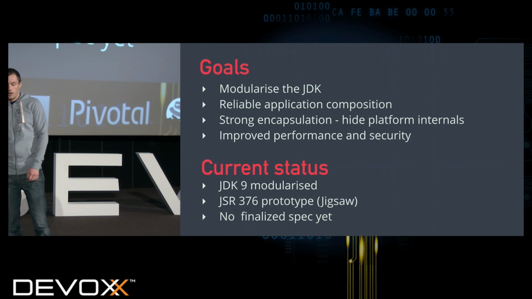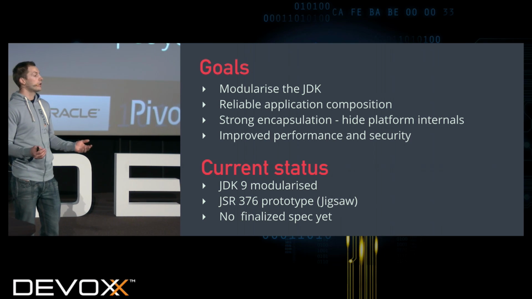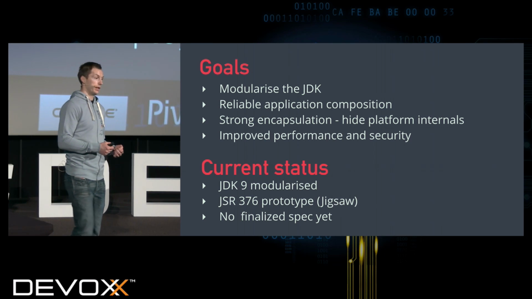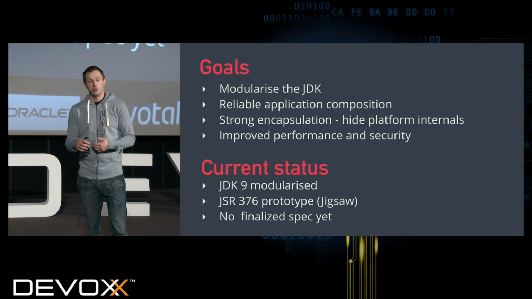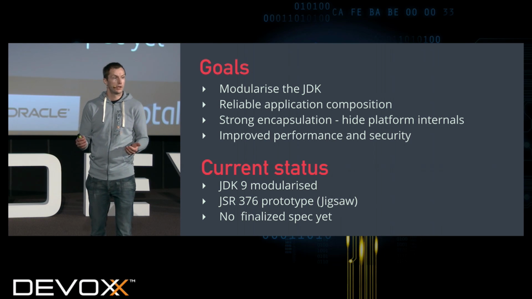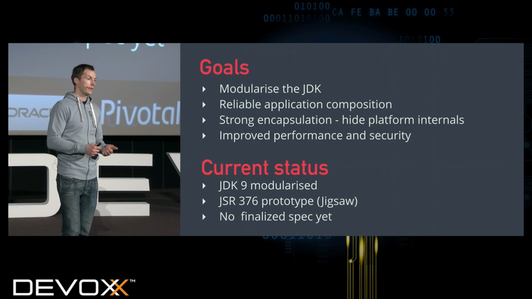So if you look at Java 9 and the module story there, there are two main goals they try to achieve with Java 9. The first goal is modularizing the JDK itself. The JDK has become really large, and there are two problems with that.